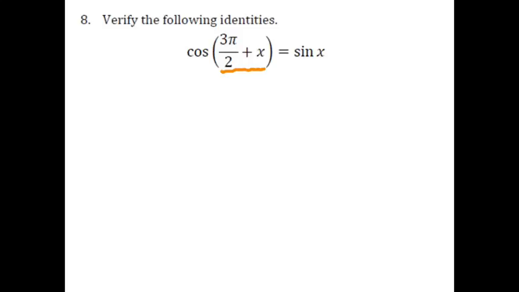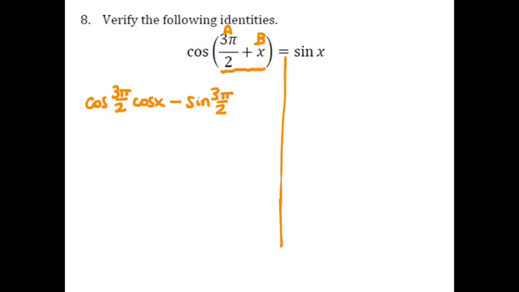So I'm going to put up our wall here. And let's use this sum identity for cosine. When I use that identity, 3 pi over 2 is going to be my A, x is going to be the B. So I'm going to get cosine of A, which is 3 pi over 2, times cosine of B, which is x, minus sine of A, so sine of 3 pi over 2, times sine of B, or in our case, sine of x.